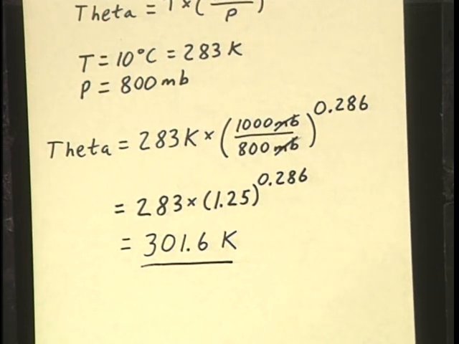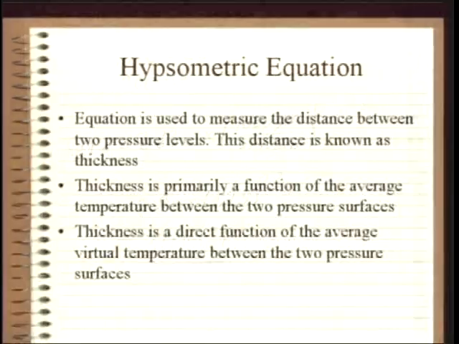On the PowerPoint, the next topic that we're going to look at is the hypsometric equation. This equation is used to measure the distance between two pressure levels in the atmosphere. So for example, finding the 1,000 to 500 millibar thickness is going to use this equation. The thickness is primarily a function of the average temperature between two pressure levels. And it's a secondary function of how much moisture is in that air.